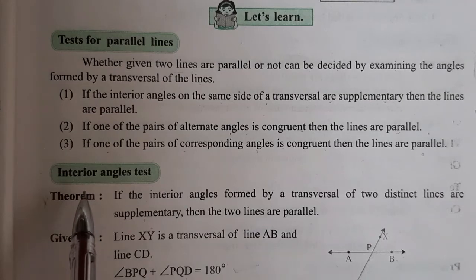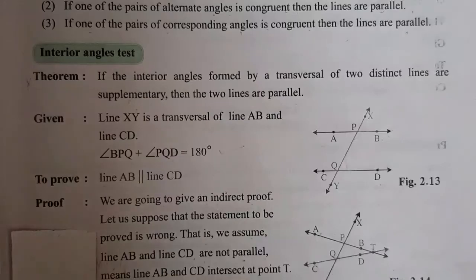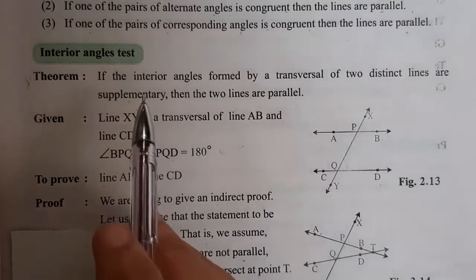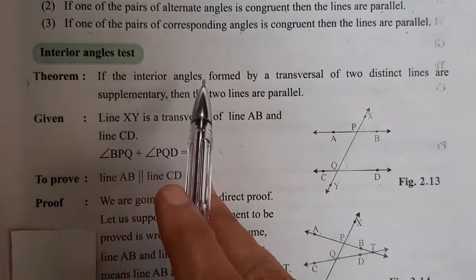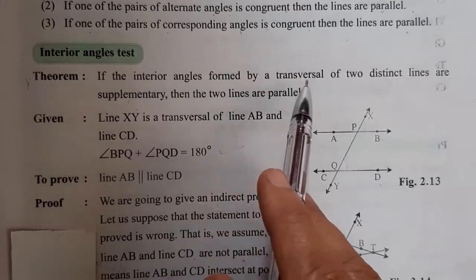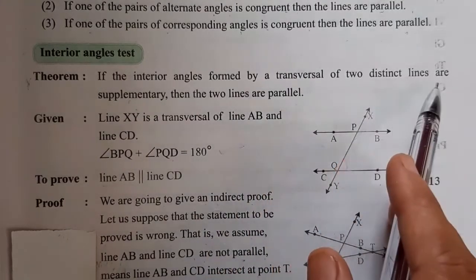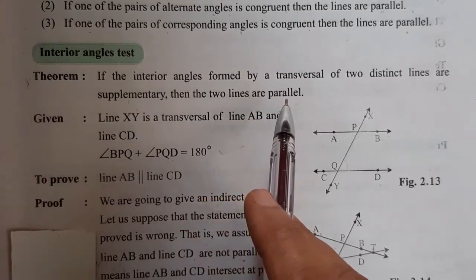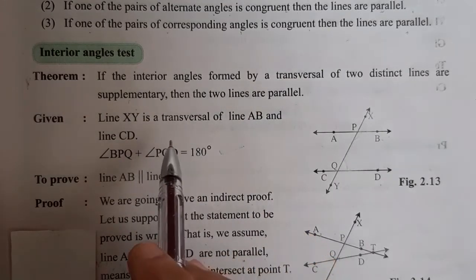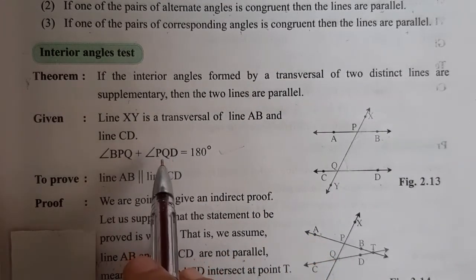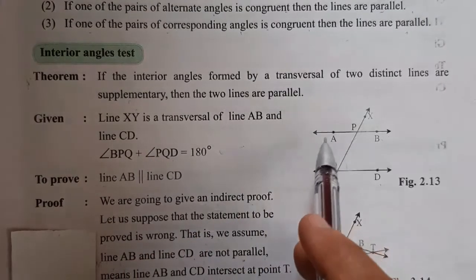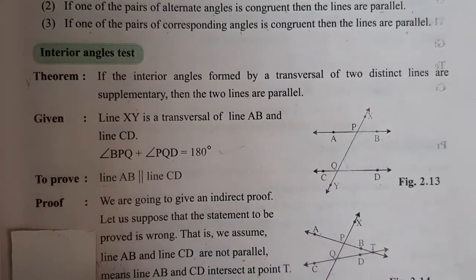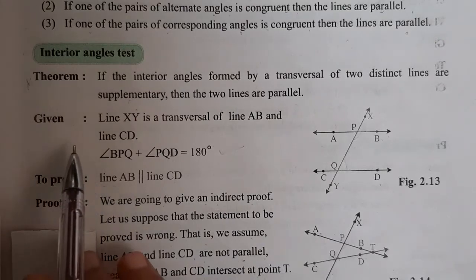Now the first one is the interior angle test. See the statement: if interior angles formed by a transversal of two distinct lines are supplementary, then the two lines are parallel. That means if one pair of interior angles is supplementary, then we have to prove that the lines are parallel. Now it is an indirect proof. Now see what is given here.